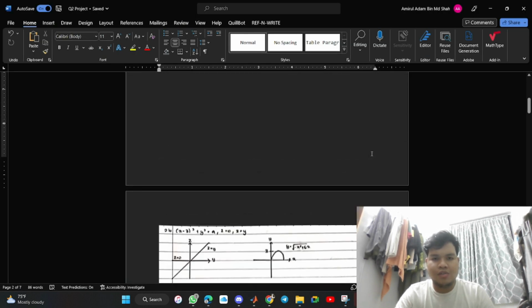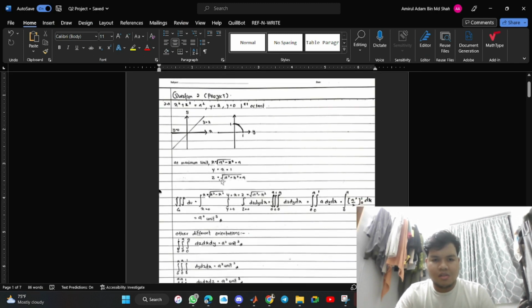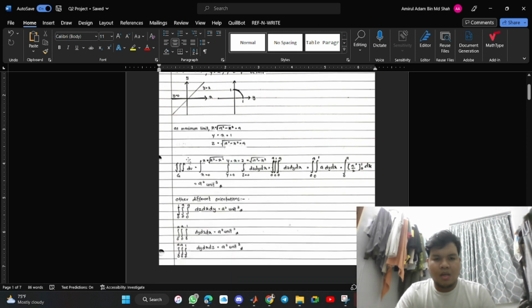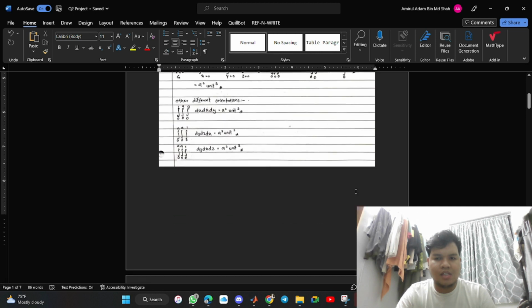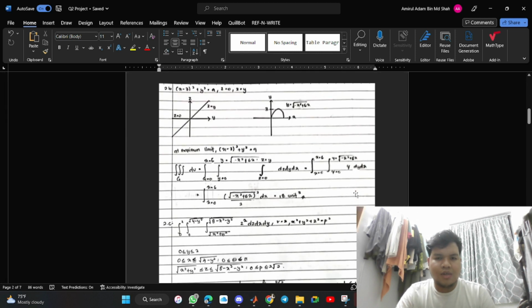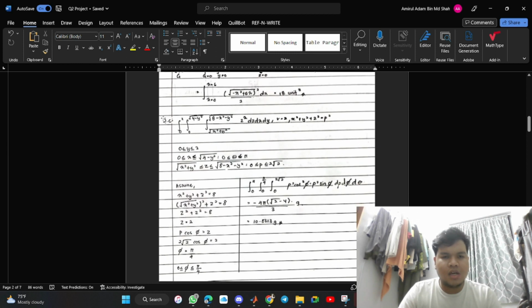So for question 2, here are the manual calculations. We need to find the maximum limit first, and then substitute into the integral. And then here's the answer. For the next one, question B, I'm using the same method, and we got 18 unit power of 3. The next one is question C.